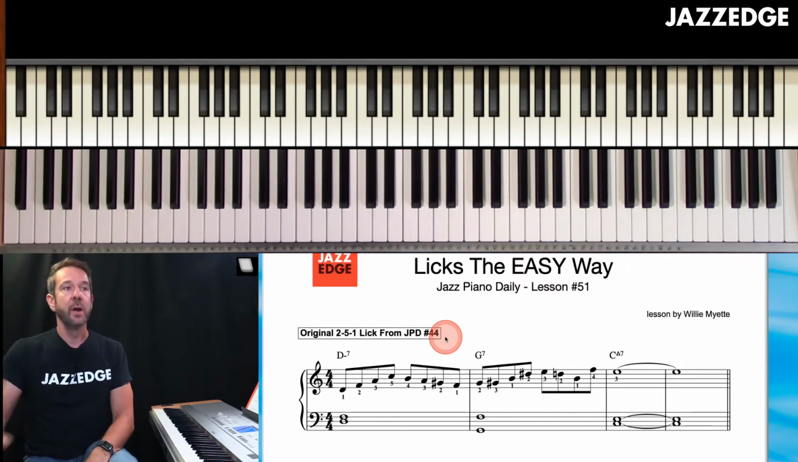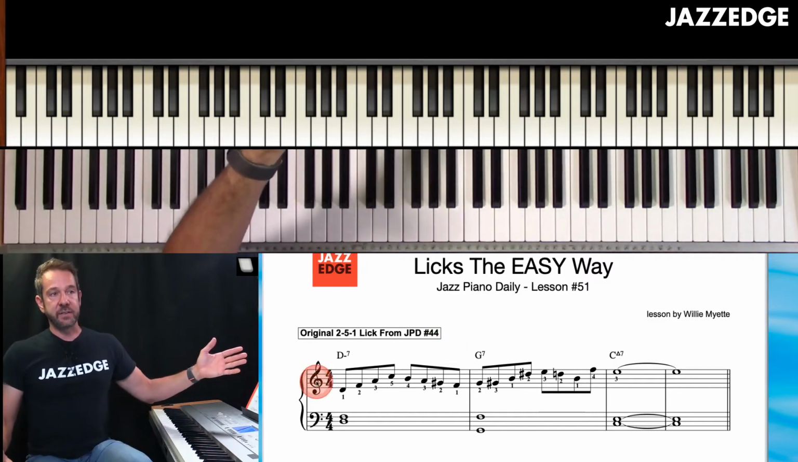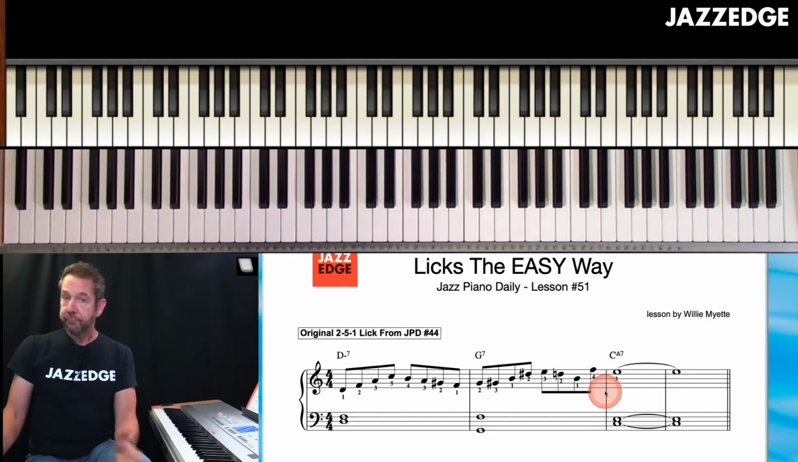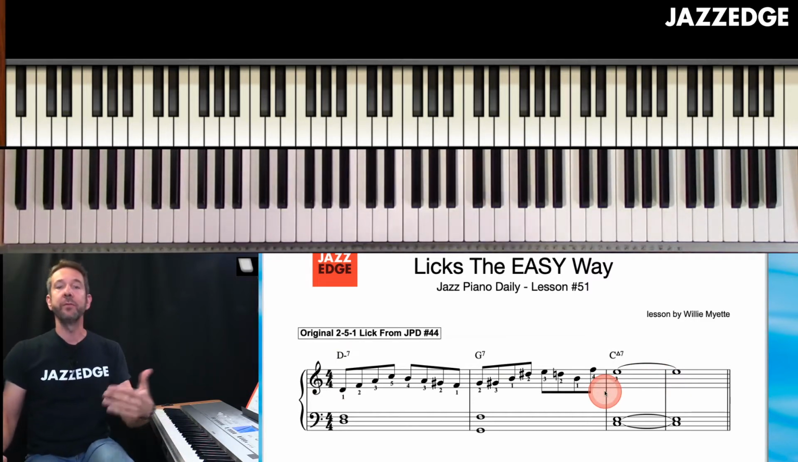All right, so this lick is in the key of C. Okay, no sharps, no flats. We're in the key of C, 2-5-1. Okay, so pretty simple 2-5-1 progression. We're in the key of C. Now we want to move to another key.